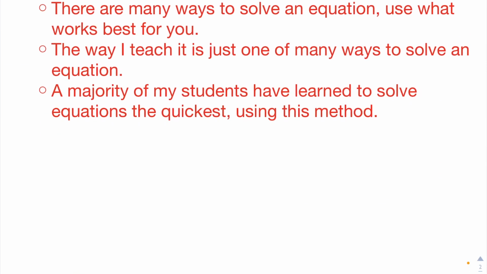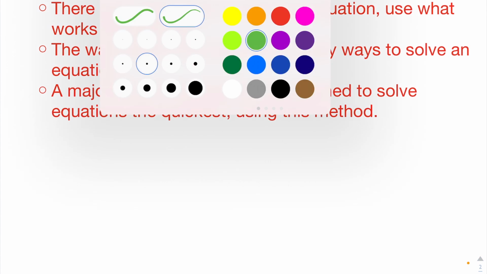And of course, my disclaimer that there are many ways to solve an equation. Use what works best for you. The way I teach it is just one of many ways. However, it is the way that I have found kids to learn how to solve these equations the quickest and also accurately.